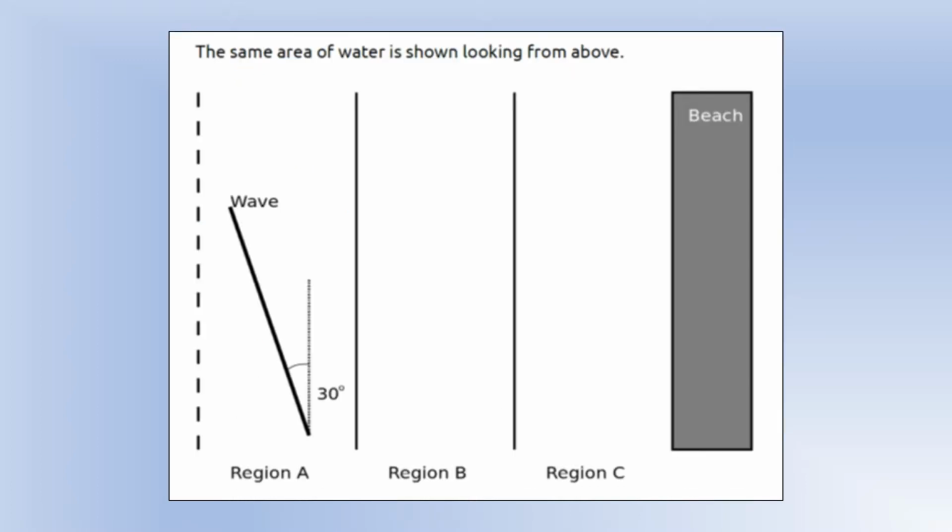So what we're going to have is the direction of motion is always perpendicular to the wavefront, so that one's fairly straightforward. And then I reckon we're going to get something along this line, so it's going to bend towards the normal as we cross into shallower water and slow down.